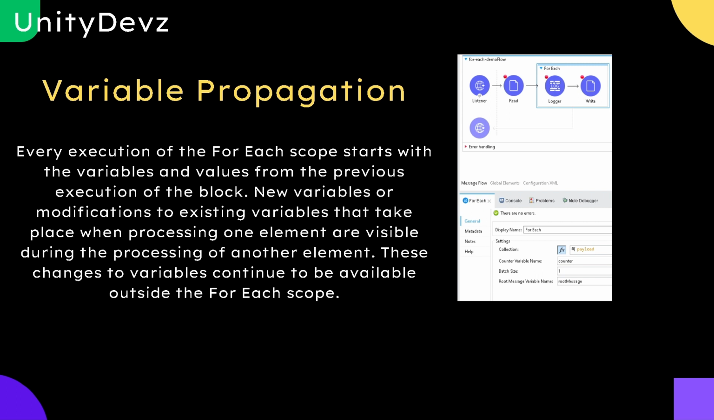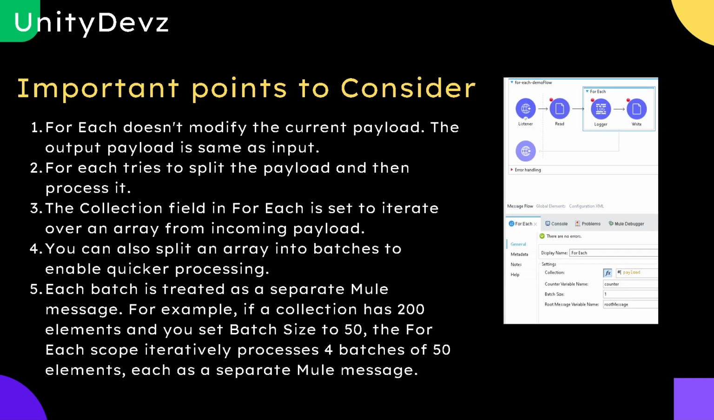It is written: every execution of a for each scope starts with the variables and values from the previous execution of a block. New variables or modifications to the existing variables that take place while processing one element are visible while processing another element, guys. We will understand this more clearly while running some practical use cases. Let me go to Anypoint Studio and show you how for each works.